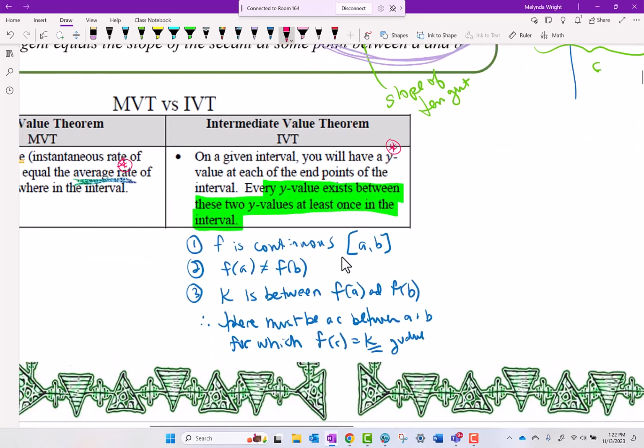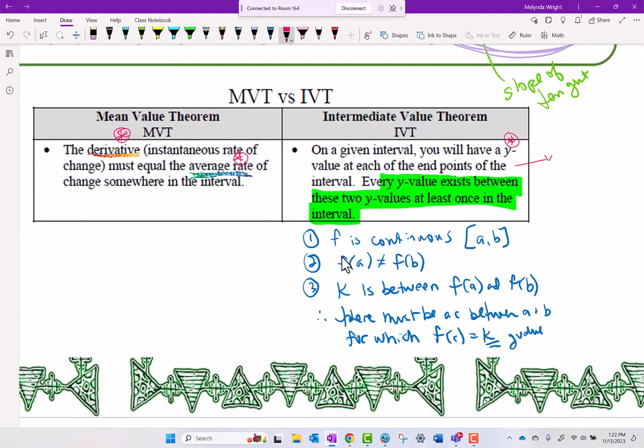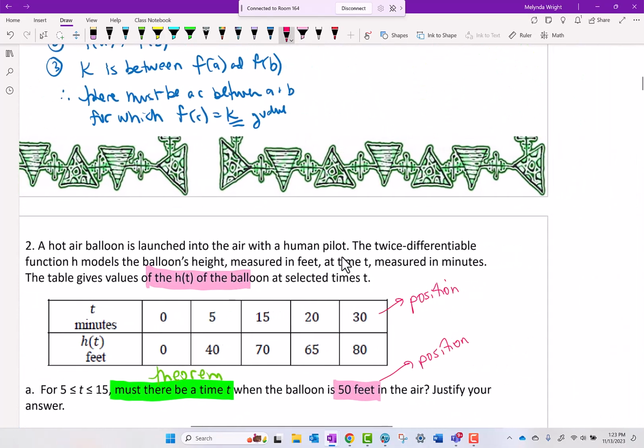Intermediate value theorem is dealing with just y values of one function. It is not comparing derivatives and average rates of change. That's all it's doing. It's using the y values of one function. What's mean value theorem doing? It's comparing the derivative and the average rate of change. Okay, that's a way more complicated thing to do than just dealing with the y values of a function. You with me?